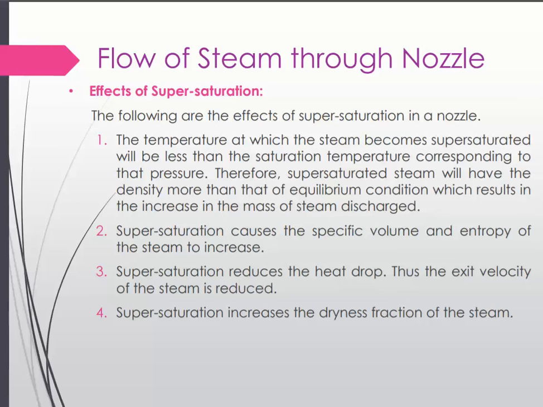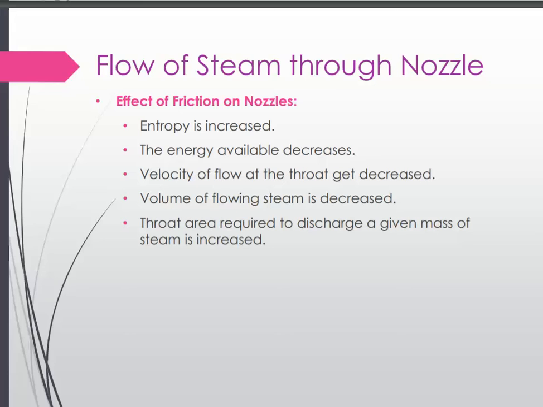The supersaturation causes the specific volume and entropy of the steam to increase. The supersaturation reduces the heat drop, thus the exit velocity of the steam is reduced. The supersaturation increases the dryness fraction of the steam.